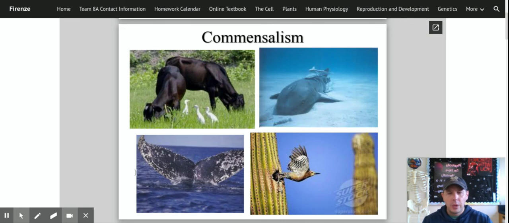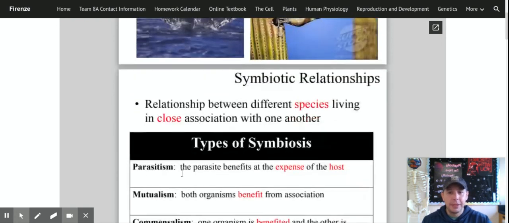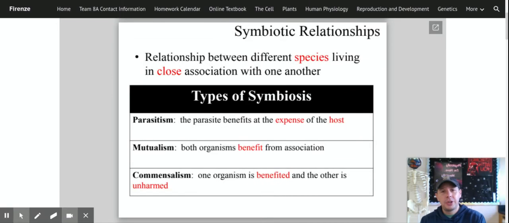So how do we remember all of this? Very simple way, and we'll get to it in a second. But the point here is these are what's known as symbiotic relationships. Big word, symbiotic. These are relationships between different species living in close association with each other.